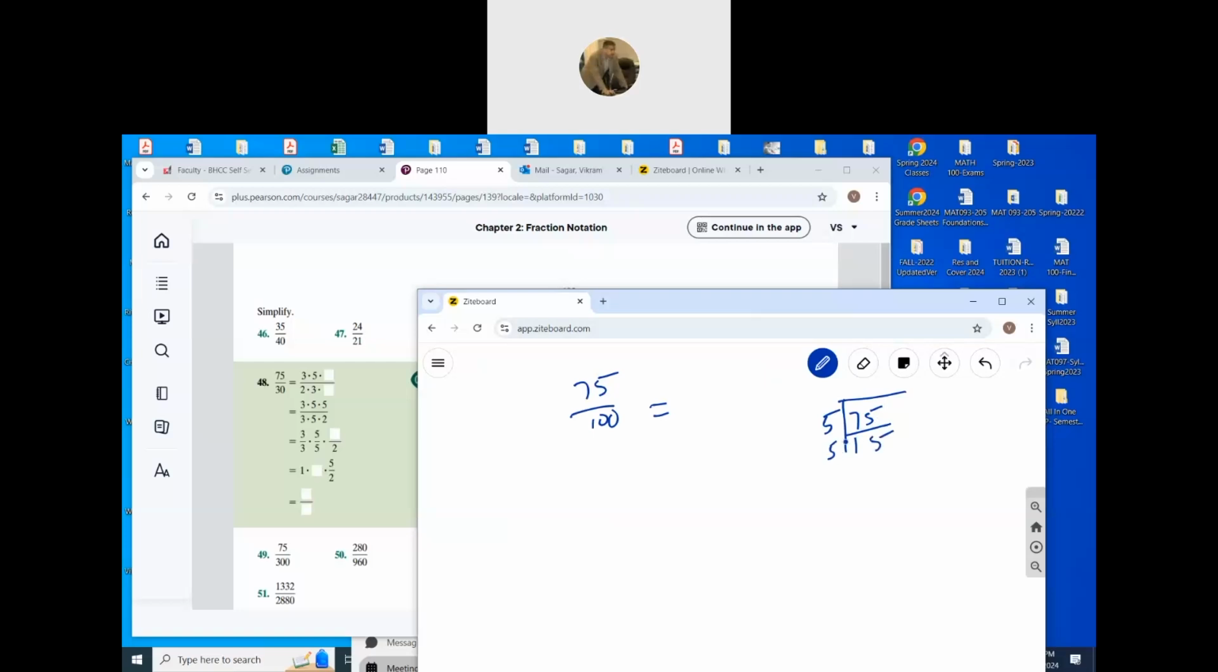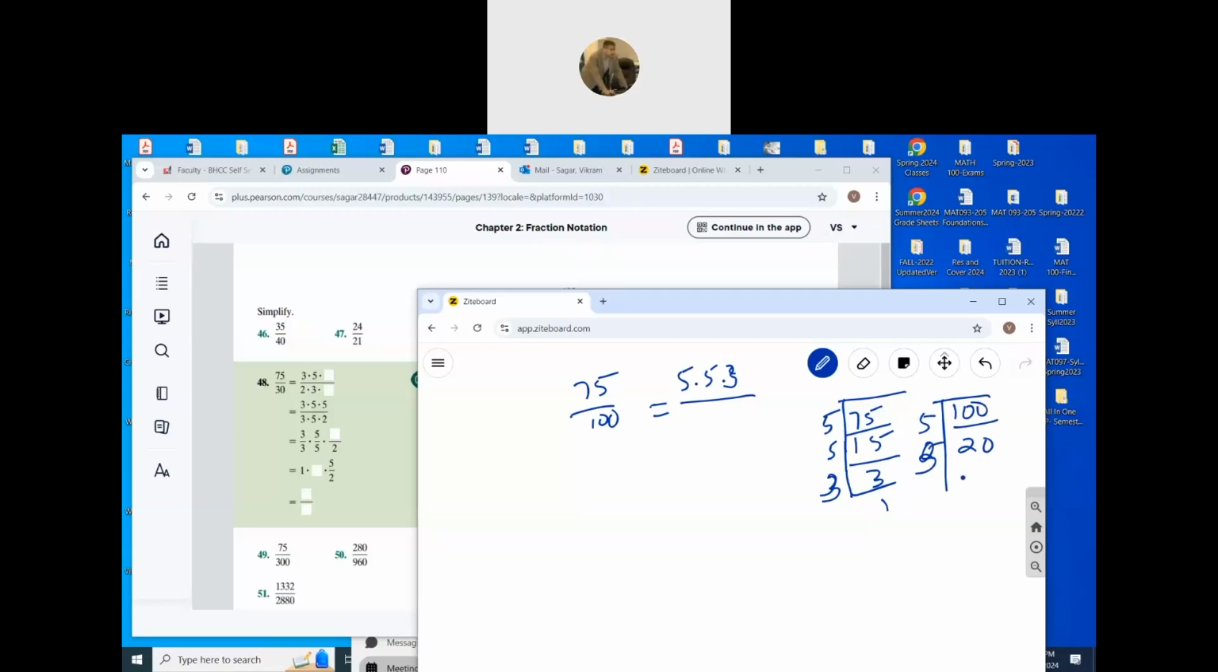Remember LCD, we learned that also, and we're going to be doing those kinds of questions. These are all my factors, so 5, 5, 3, and this is all multiplication. How about 100? I could do the same thing with 100. 100 is 5 times 20, then again 5 times 4.